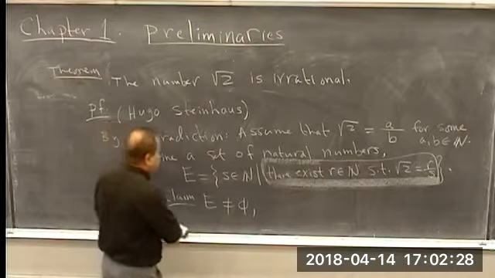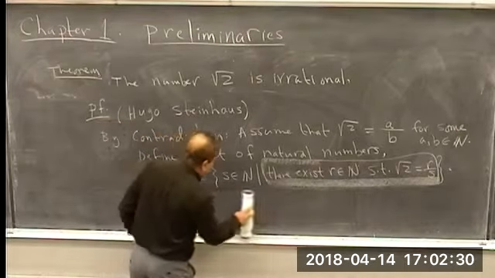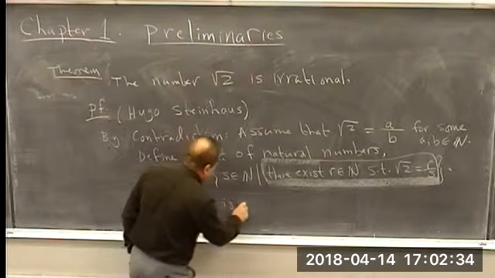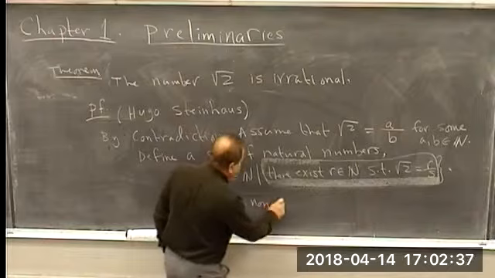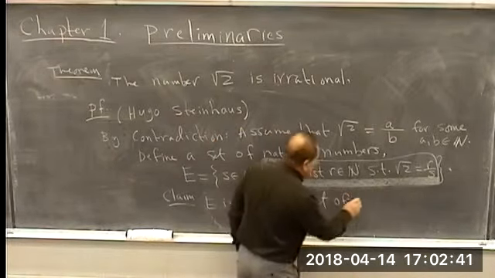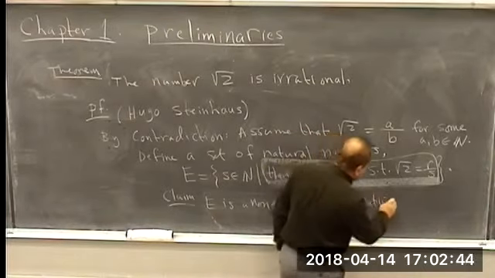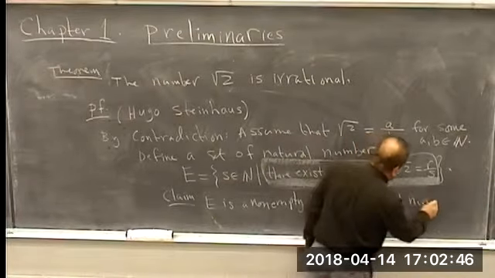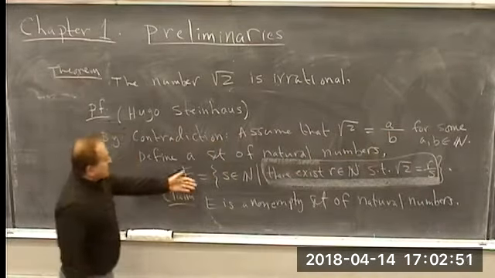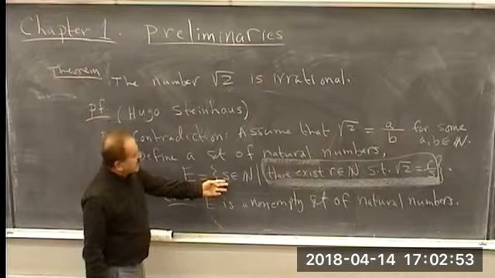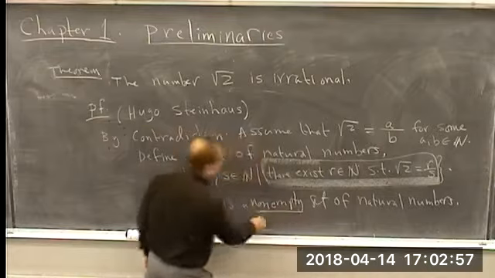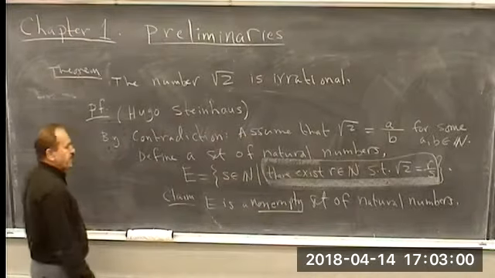Let me put it more precisely in here. E is a non-empty set of natural numbers. Being a set of natural numbers, that's exactly what we're saying in here. S is actually an N. Now, what is left is to show it is not empty, basically.